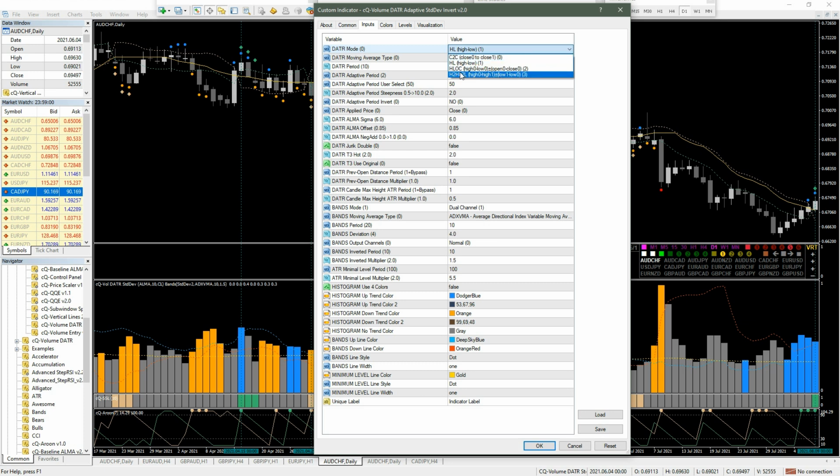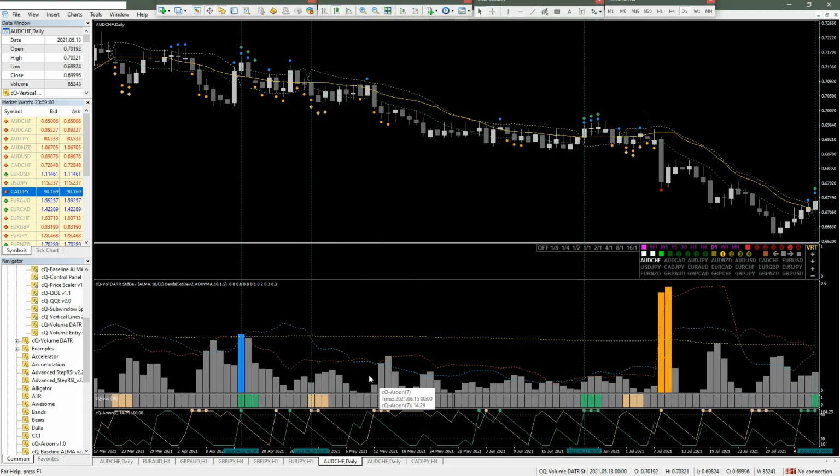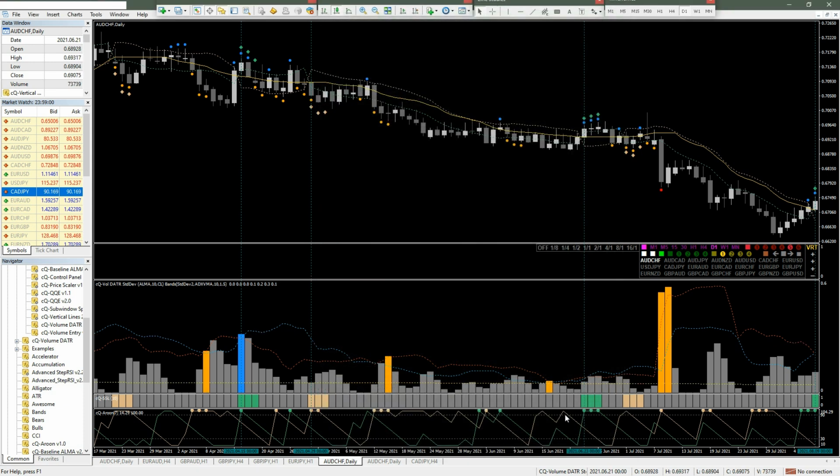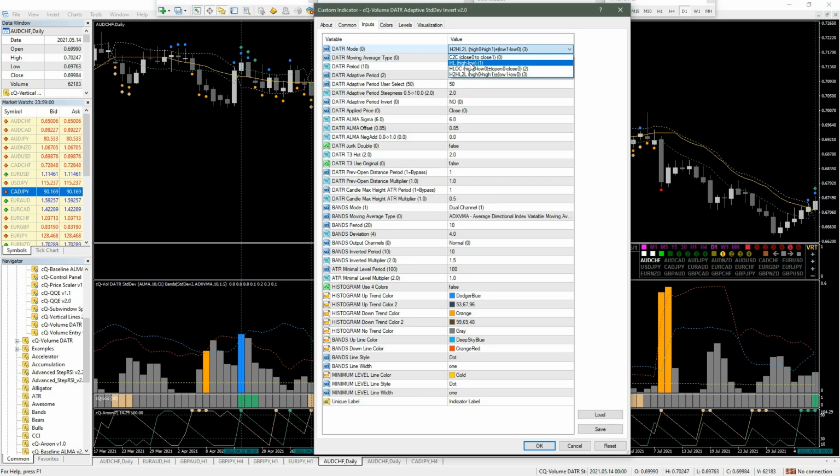Anyway, these settings, some of them can change the response of the system, like that right there. If you chose that, you'd probably want to lower this. You'll have to play with those. I like the high minus the low. That's a good one. And this is the standard one.